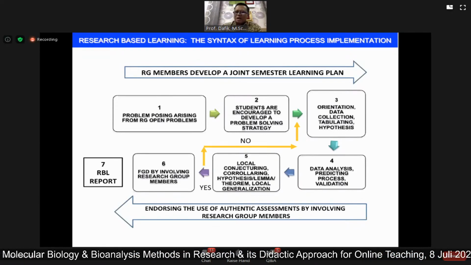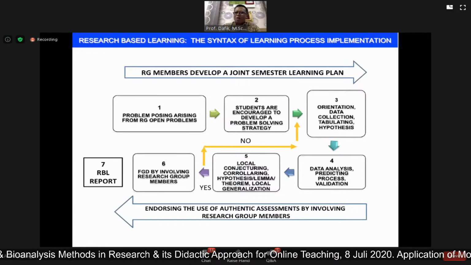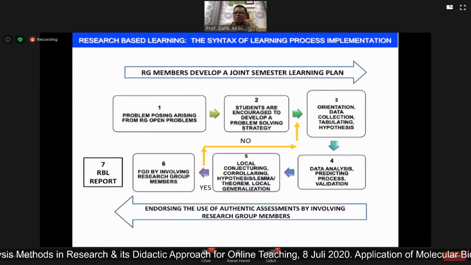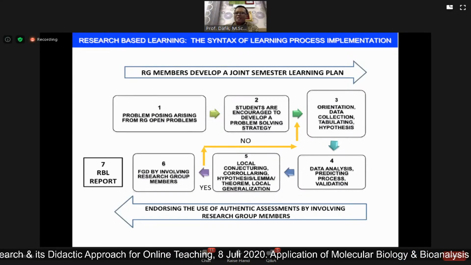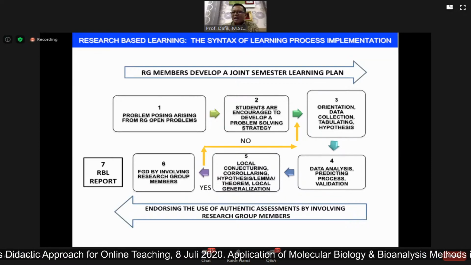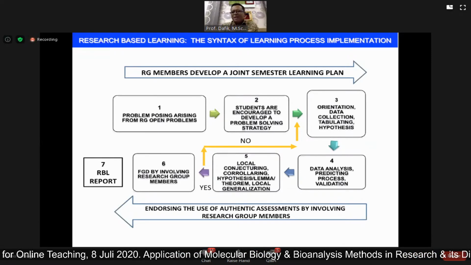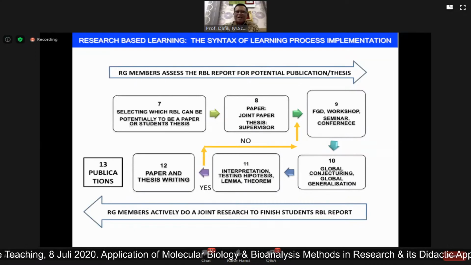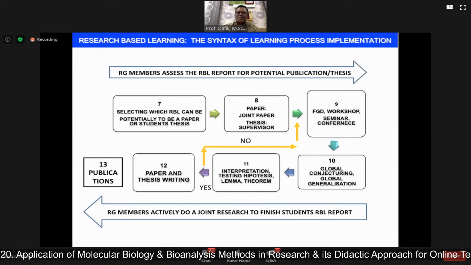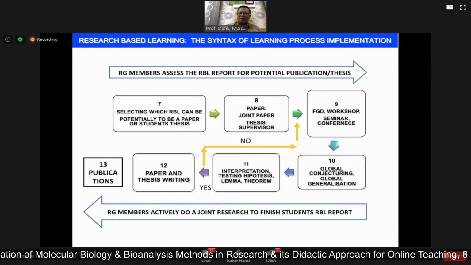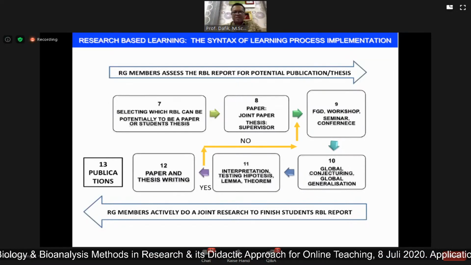We choose a good RBL report from the classroom. We choose one of them, or two, or three of them, which can potentially be followed and extended into a real research activity in the laboratory. So the beginning is the problem, the partial solution arising from the classroom. Finally, the research members select which RBL can potentially become a research paper. And finally, we have a publication only from this kind of thing.